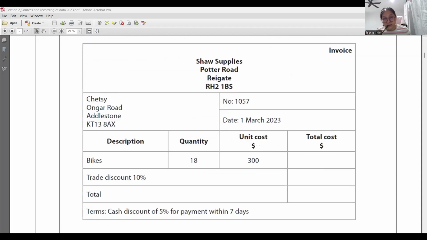Okay, question. Here is an invoice. This is an invoice. Okay. So who is the seller? This is the seller. This is the buyer. Okay. Now, the item bought is 18 units at 300.